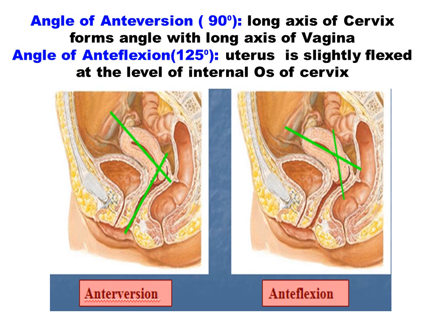So angle of anteversion is 90 degrees. Here the long axis of the cervix forms an angle with the long axis of the vagina, and it is 90 degrees. Angle of anteflexion is 125 degrees, and the uterus is slightly flexed at the level of the internal os of the cervix. So it is the angle between the body of the uterus and the cervix of the uterus. Angle of anteversion is between the uterus and vagina.